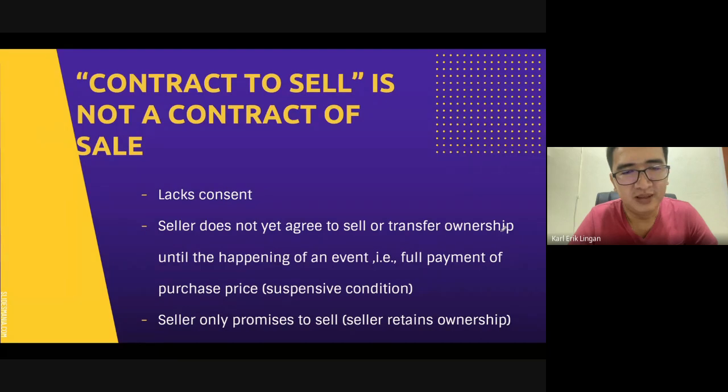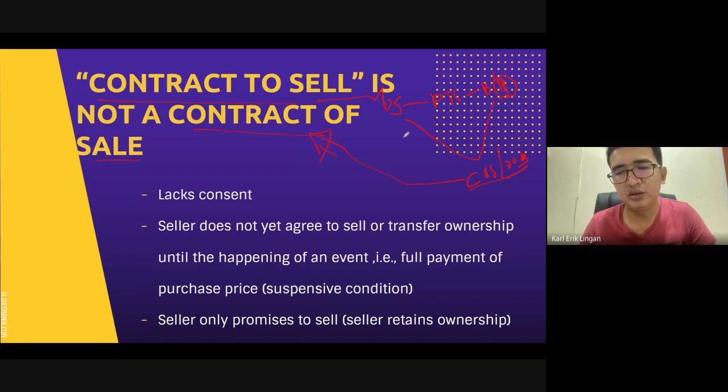Contract to sell is not contract of sale as what I've said kanina. Diba? Under contract to sell, the seller promises to sell to the buyer for a specific price, purchase price. Okay? And shall only be sold upon payment of this purchase price. When this purchase price has been fully paid, the seller and the buyer will execute what we call a contract of sale or a deed of absolute sale. Okay? And that is what we call your contract of sale.